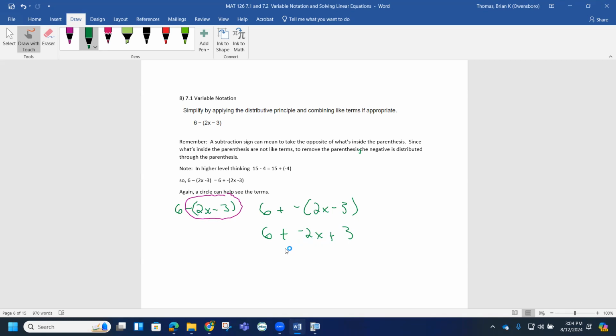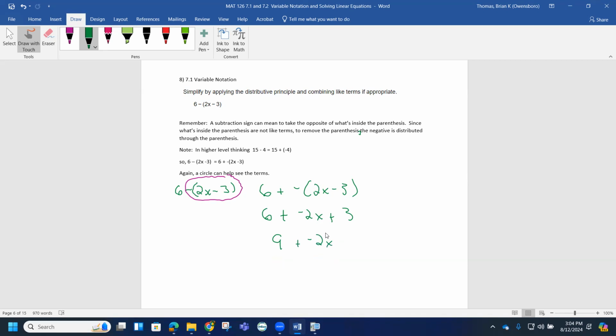Now, when you combine like terms, notice that the 6 and the 3 are the only like terms. So what we have is 9 plus a negative 2x. But remember, there's an easy way to write this. Instead of saying plus a negative 2x, we can also write this as 9 minus 2x.